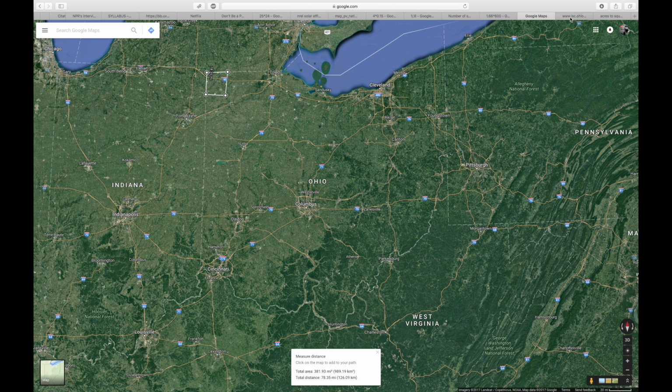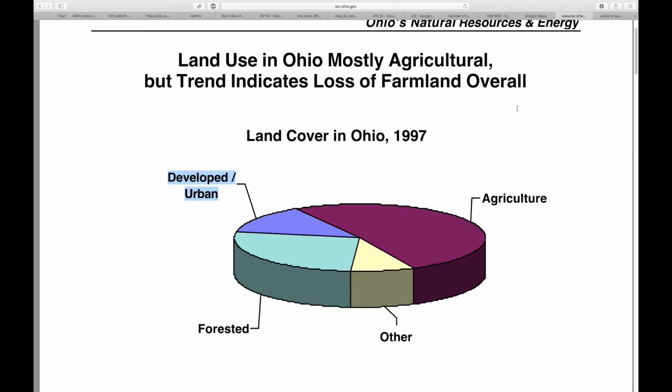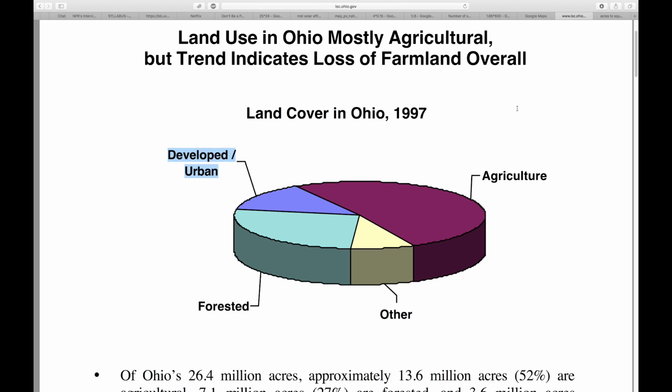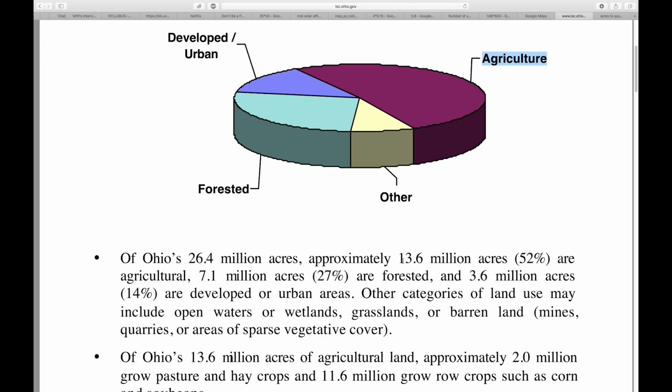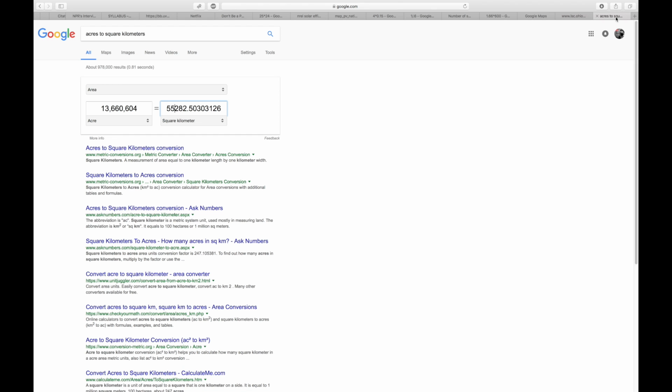And the next thing that I want you to do for homework is look up some of the other land uses in your state. So for instance, agriculture is a big use of land in my state. It takes up 13.6 million acres. I converted acres to square kilometers, and it gives me 55,000 square kilometers.